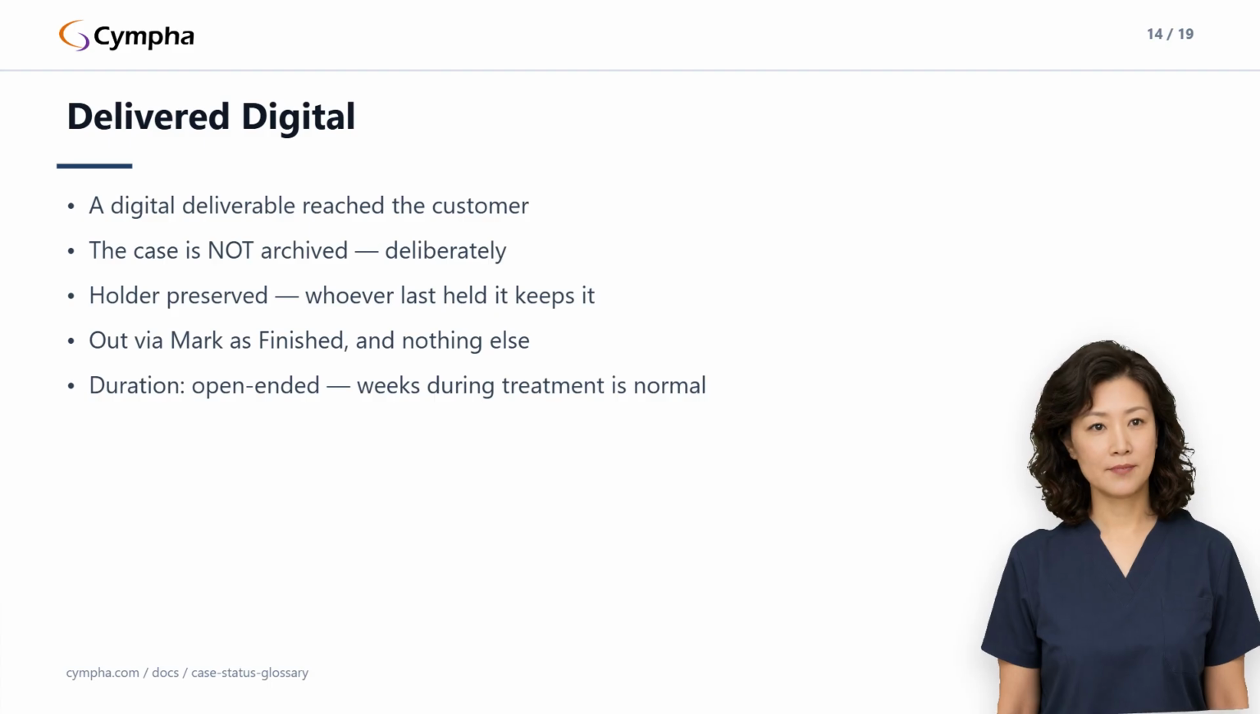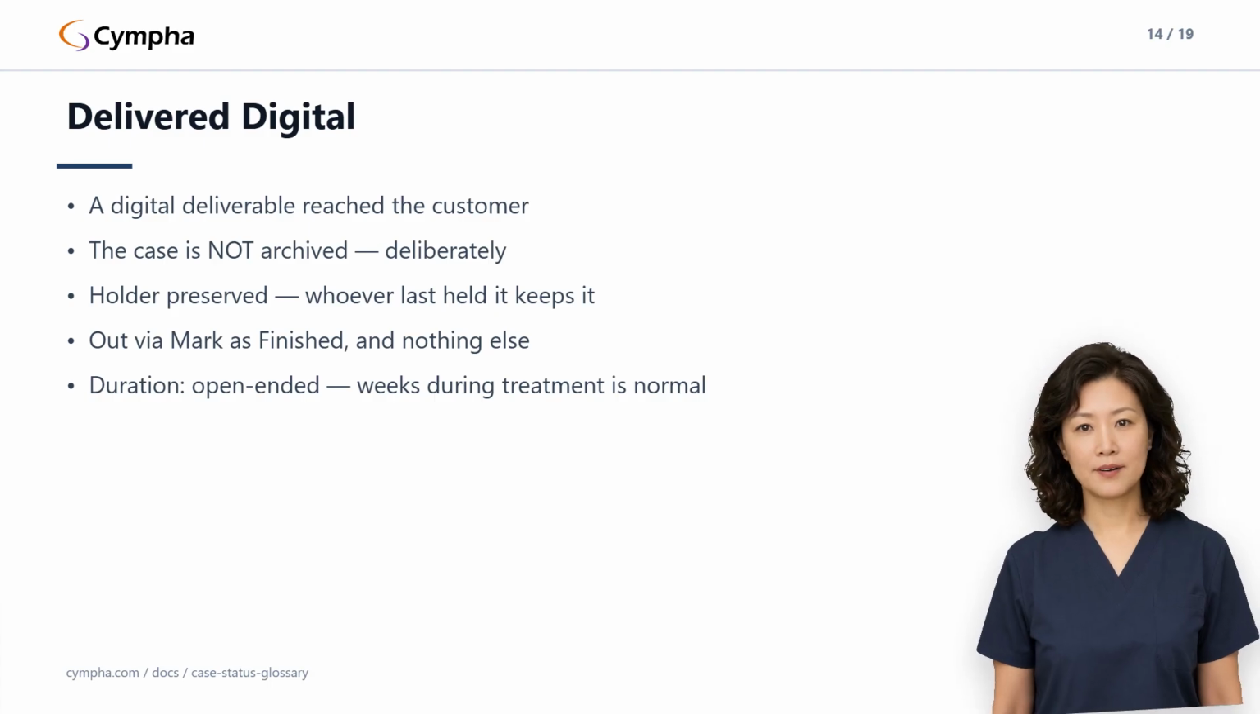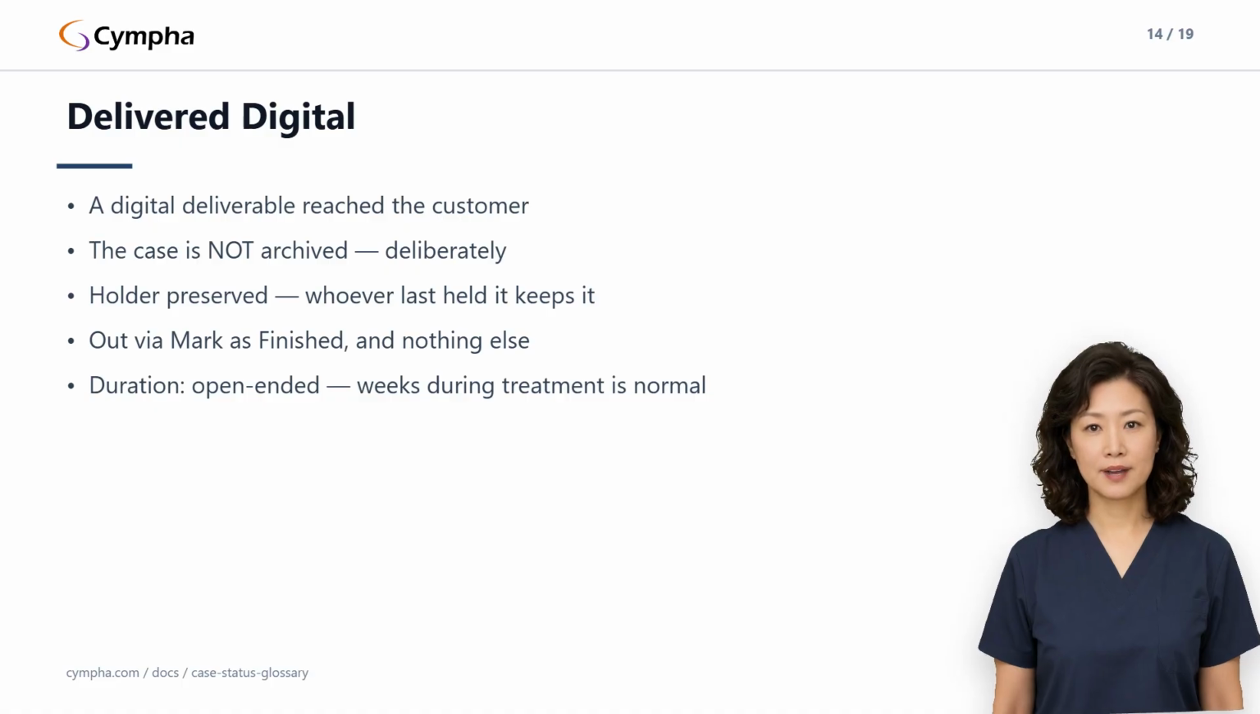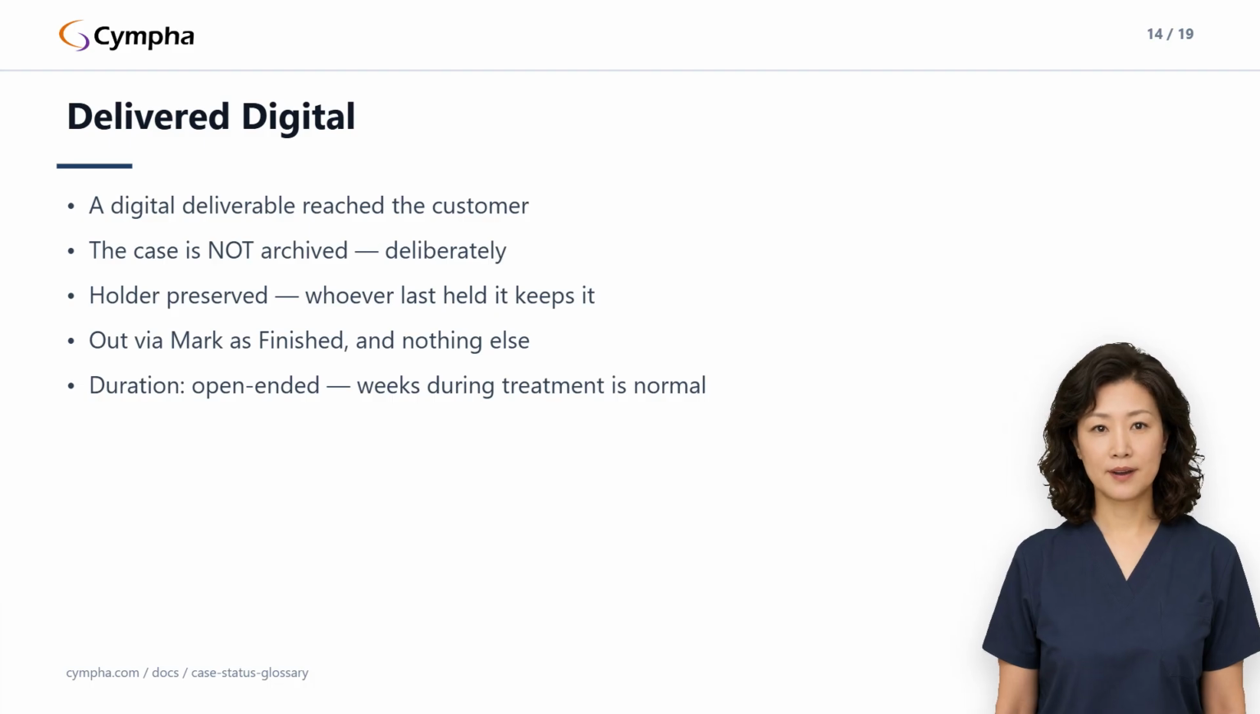Here's a distinction Cympha draws that many systems don't: delivered is not the same as done. Delivered digital means a digital deliverable, a review file, a package, a printable file, has reached the customer. And at that point the case is deliberately not archived. The holder is preserved, the designer, or whoever last held the case, keeps it on their bench. Why? Because delivery is exactly when follow-ups happen.